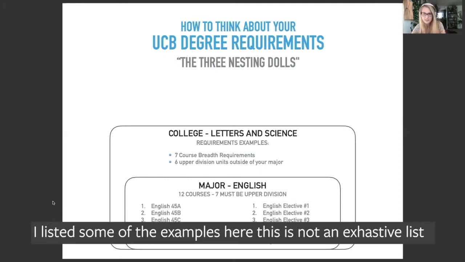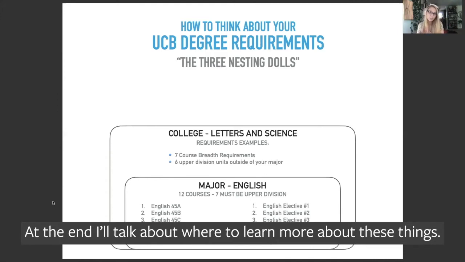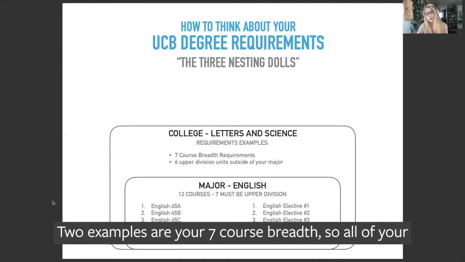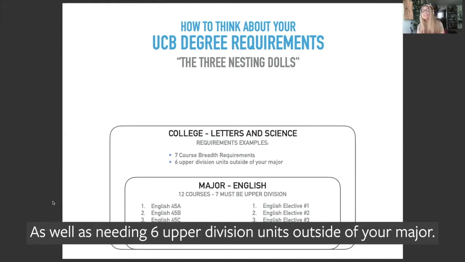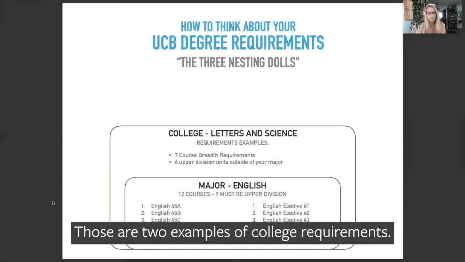This is not an exhaustive list, and at the end I'll talk about where to learn more about these things. But 2 examples are your 7 course breadth, right? So all of your historical breadth, your social science breadth, things like that, as well as needing 6 upper division units outside of your major. Those are 2 examples of college requirements.